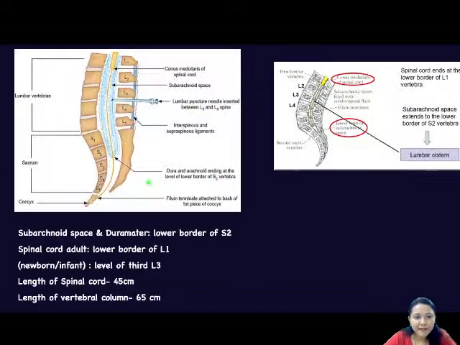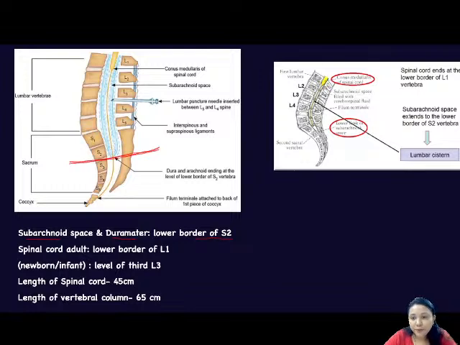So before that, let us see that the subarachnoid space and the dura mater as a whole, it extends up to the lower border of S2. You can see this lower border of S2 in this image. This is the one I have marked with red, that is the lower border of S2. So both the subarachnoid space and the dura mater extend up to the lower border of S2.